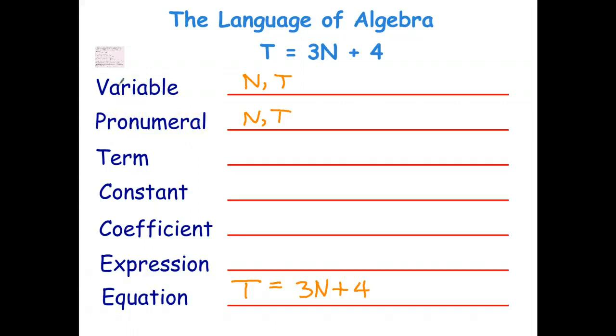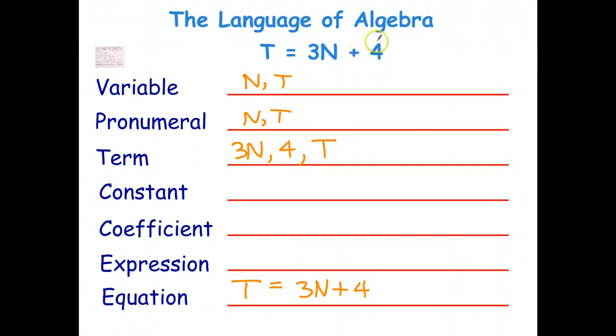and t. Terms are things that you add or subtract. So in this case, the terms are 3n and 4, because we're adding 3n to 4. And we can also call that variable t on the left a term. So terms are, in general, added and subtracted.